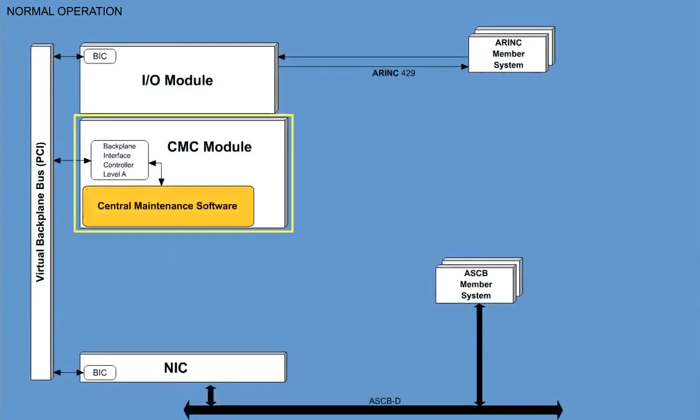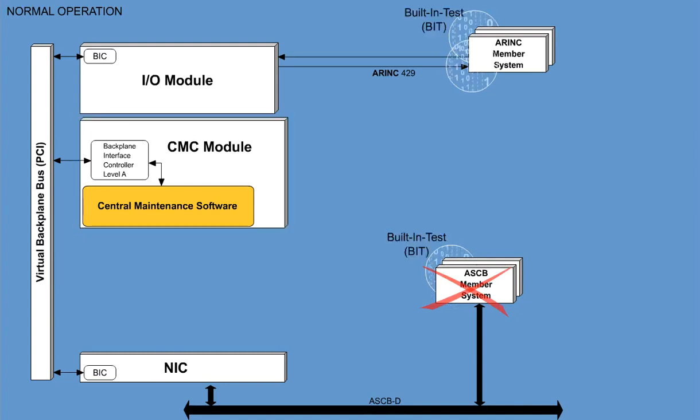and the CMCF monitors the ASCBD bus for fault reports that are transmitted in real time from the member systems. Member systems gather data, report it to the CMCF, and store fault data when equipment failures occur. The member system's continuous built-in test and power-up built-in test typically perform this function.